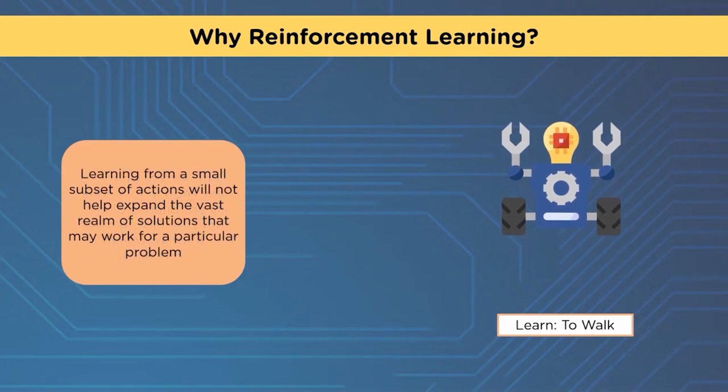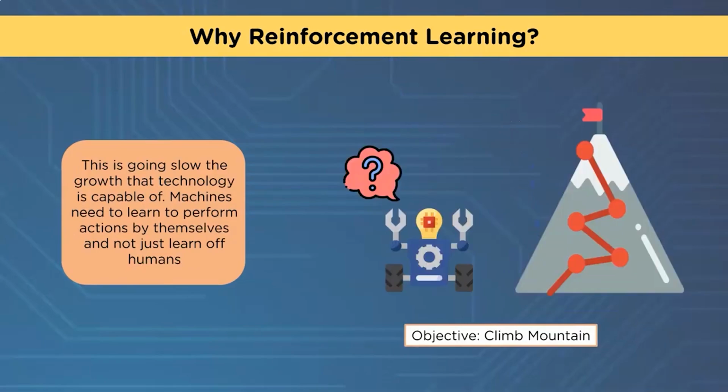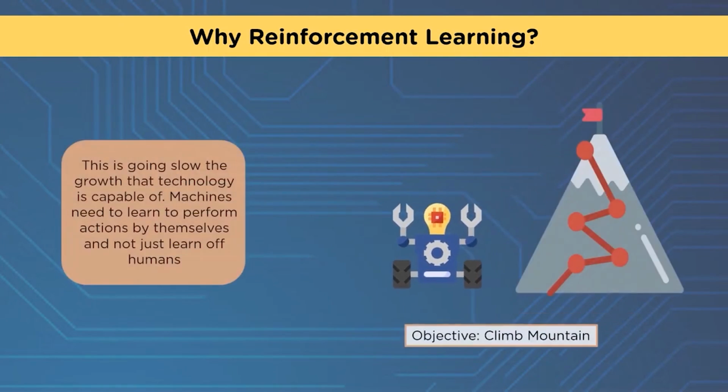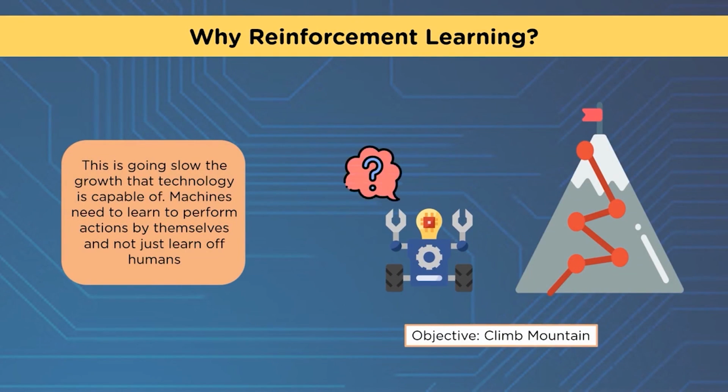These things are very difficult to program because there's no actual information on it until it's actually tried out. Learning from a small subset of actions will not help expand the vast realm of solutions that may work for a particular problem. And we'll see here it learned how to walk. This is going to slow the growth that technology is capable of. Machines need to learn to perform actions by themselves and not just learn off humans. And you see the objective: climb a mountain. A real interesting point here is that as human beings we can go into a very unknown environment and we can adjust for it and kind of explore and play with it. Most of the models, the non-reinforcement models in computer machine learning, aren't able to do that very well. There's a couple of them that can be used or integrated, to see how it goes is what we're talking about with reinforcement learning.